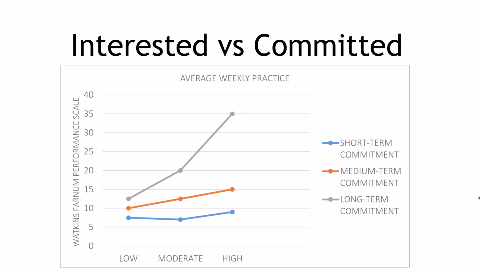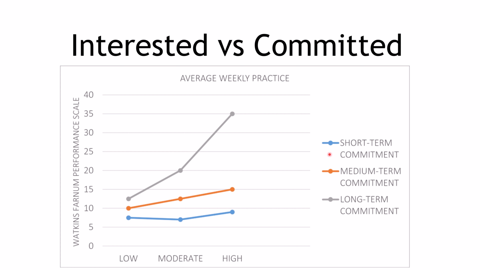And he looked at two different variables. So he looked at students who put in a low, moderate, or high amount of practice each week. Low was one 20-minute session a week. Moderate was practicing 45 minutes a week, and high was practicing for 90 minutes a week. So looking at the students putting in more practice.